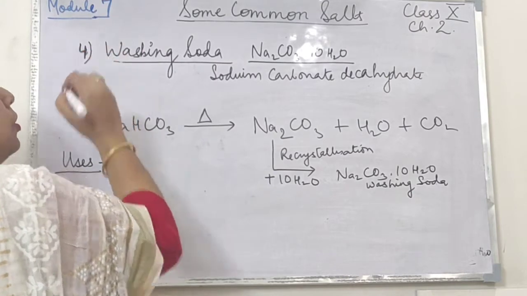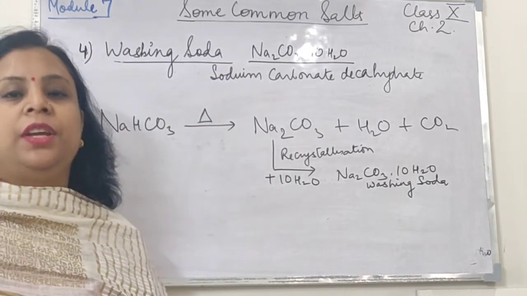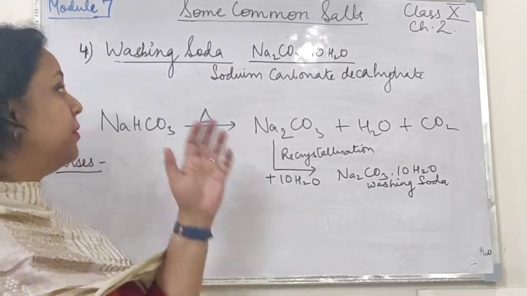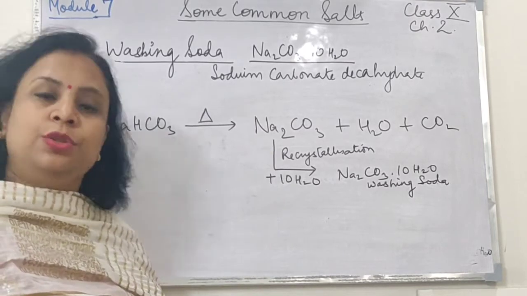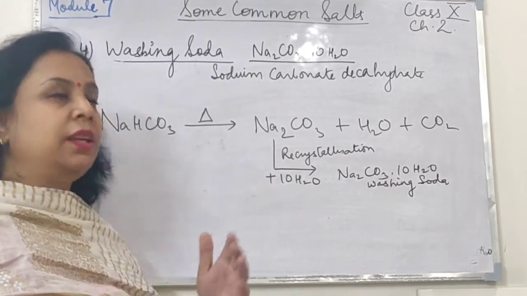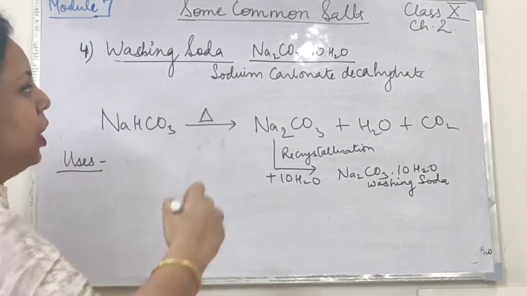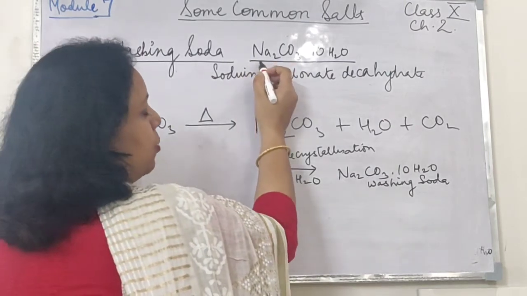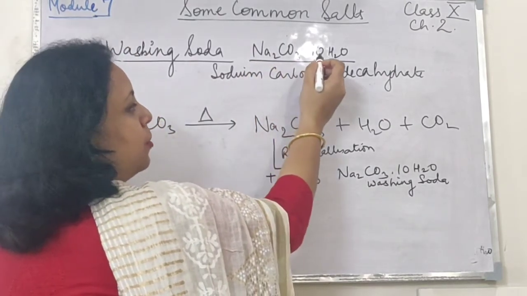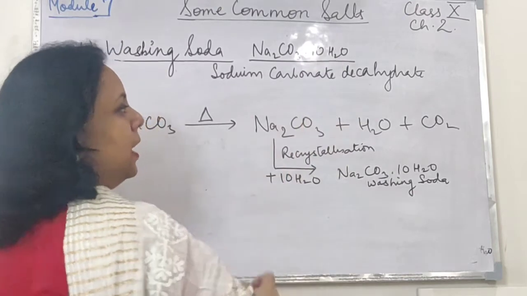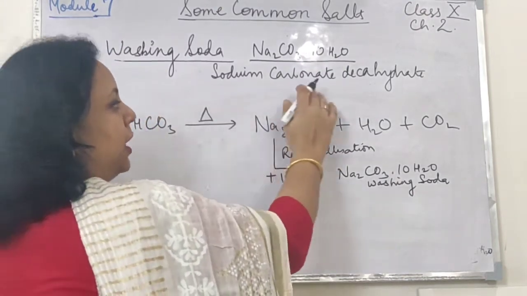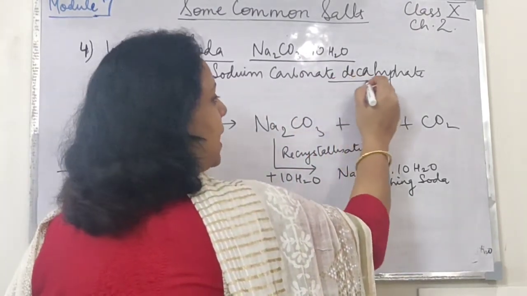The fourth salt that we have to study, that we commonly use in our day-to-day lives, is washing soda. It's very similar to baking soda. I'll tell you how they are different. Now washing soda, the formula is sodium carbonate dot 10H2O, or sodium carbonate decahydrate.